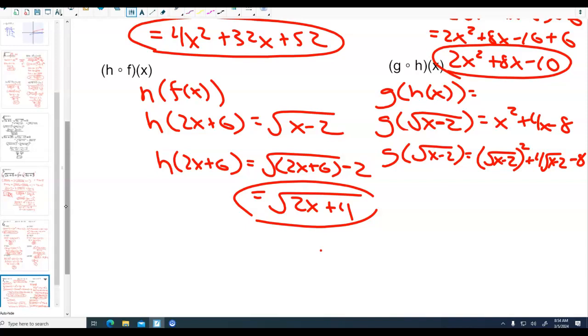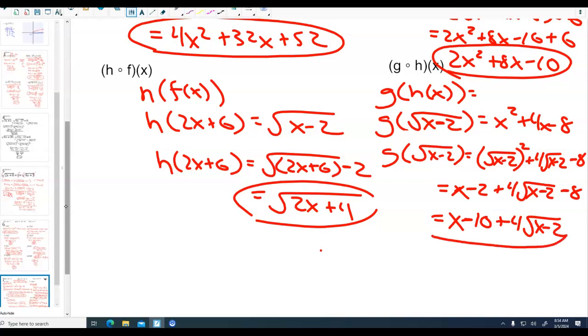When you square the square root of x minus 2, you just get x minus 2. There's nothing to distribute here. It's just 4 times x minus 2 minus 8. And then we're combining our like terms. So it should be x minus 10 plus 4 times the square root of x minus 2. And that would be our answer.